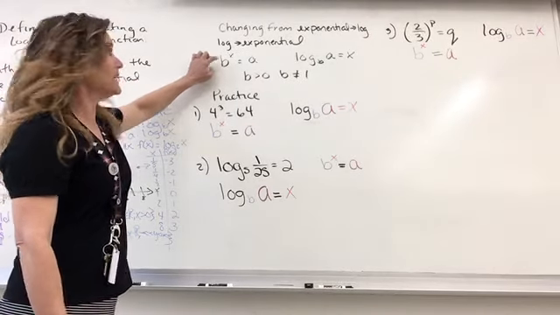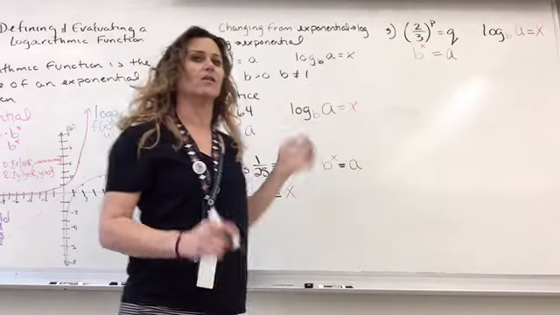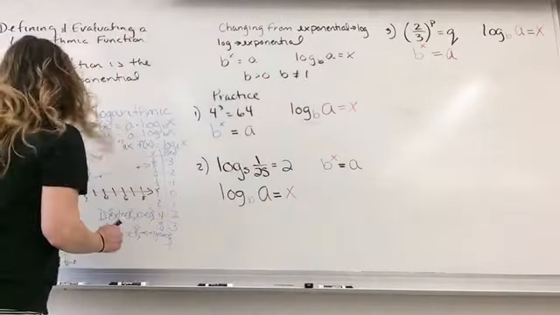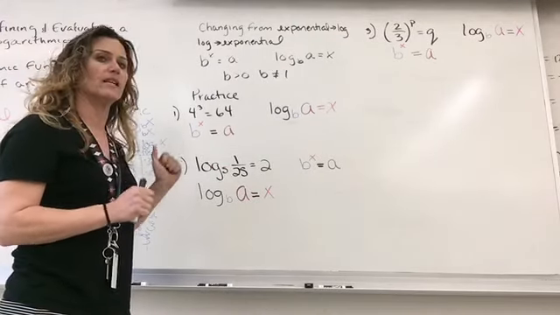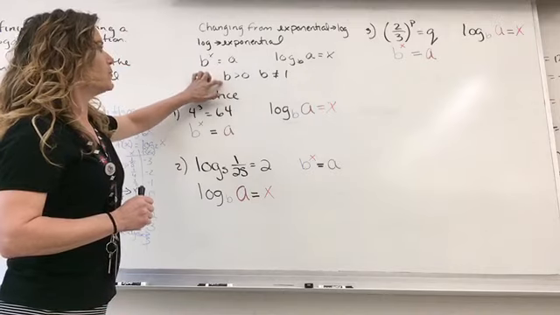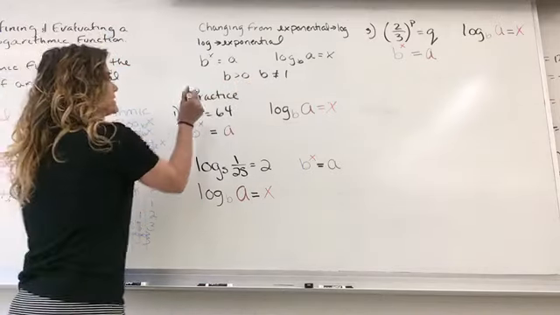So here's our rule. b to the x equals a, which is log base b of a equals x. And I know that sounds a little bit confusing, but I promise it's really not. And I tried to color-code things just a little bit to help you out. So b has to be greater than 0, and it can't be 1. So here is our practice.